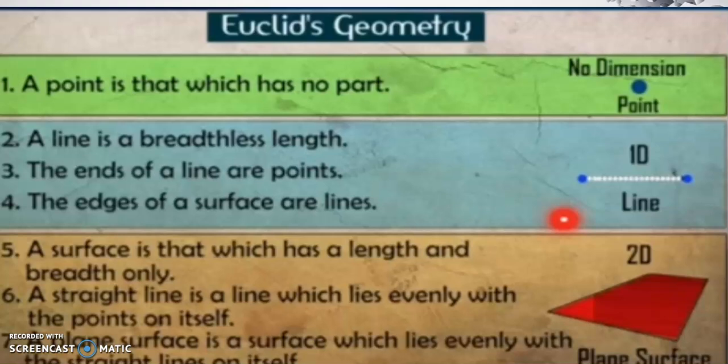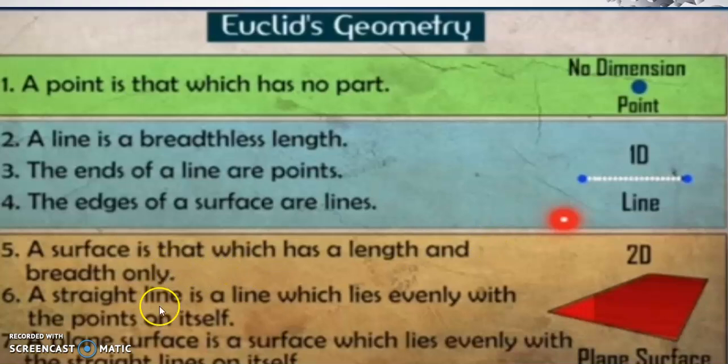In his second, fourth and sixth definitions, Euclid defines a line as a breadthless length which lies evenly with the points on itself, and the edges of a surface are lines like this. Yes, children, again we can't write or draw a line because a line doesn't have thickness. Then how can we write an object which doesn't have thickness? Again, this is also a representation of a line, which is abstract.